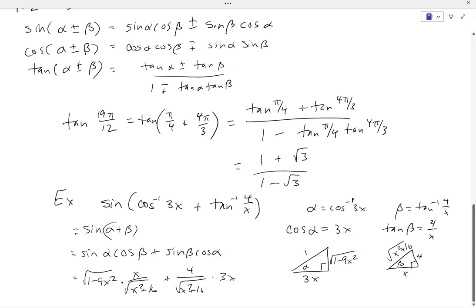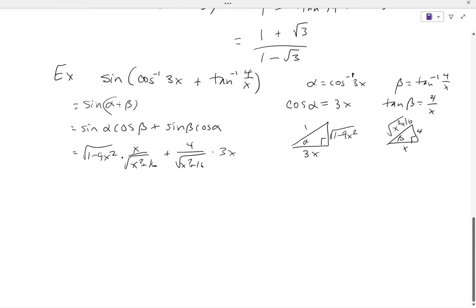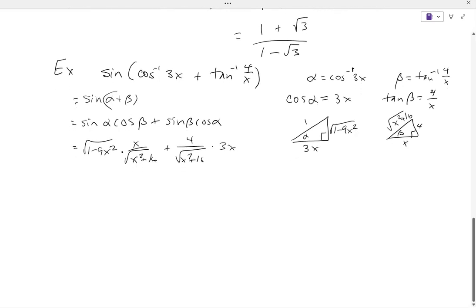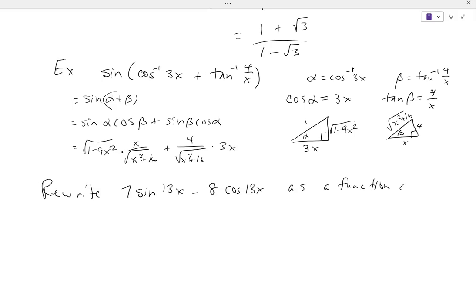All right. The last thing that was also in this section was rewriting something as a sinusoid, right, as a function of sine alone. That's like 12 and 13 there on your review sheet. So let's go through one of those. Let's say you were asked to rewrite 7 sine 13x minus 8 cosine of 13x as a function of sine alone. It doesn't really matter the number. I'm making these up so that you have the other ones to practice. That's why I'm doing that.